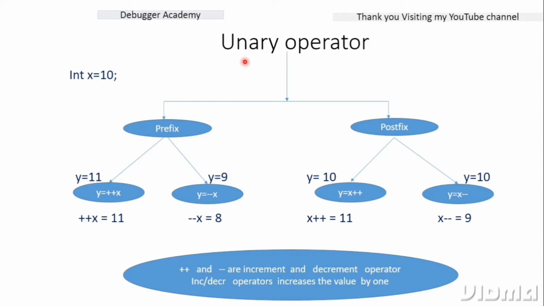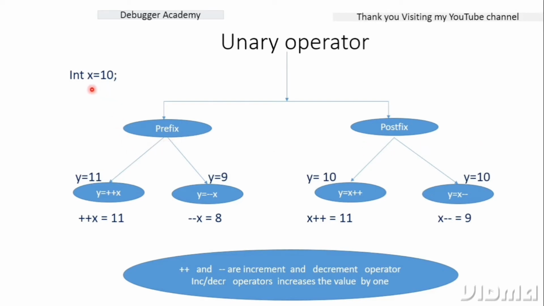Before understanding the unary operator, I'll tell you one thing. A unary operator is an operator which works on one variable. Understood? Unary means one. So the operator which works on one variable, or one expression, is known as the unary operator. It has two types, prefix and postfix. I already have explained that.